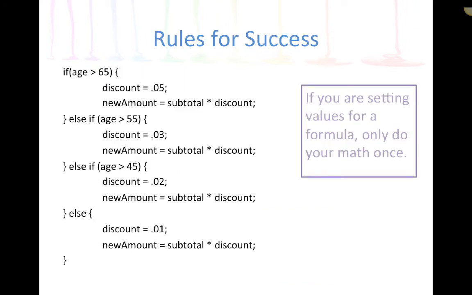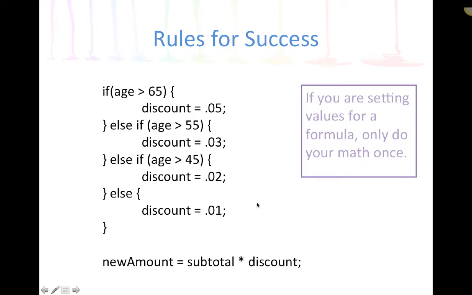If you're using an if statement to set a value for a formula, make sure that you only do your math once. So in this case, if we're making a new amount and we're setting a discount variable, depending on the age, we'll want to make sure that we just set the value for the discount variable inside of our if statement, rather than doing our addition or our math in each section of the if statement. This is because if we make a change and we want to add in like a day of the week discount or something like that, we would have to modify this equation 4 different times.